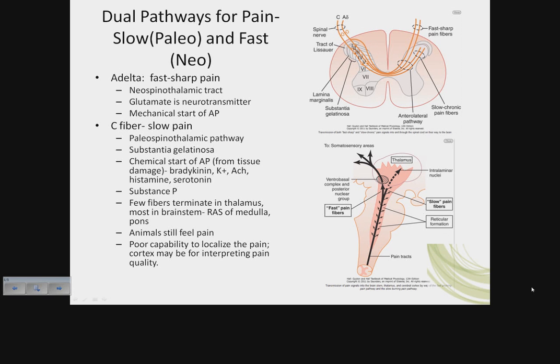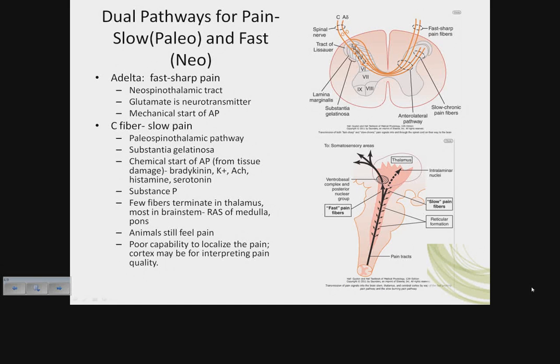Now let's move on with the projection of the C fibers and the second-order fibers in the slow pain pathway. The slow chronic paleospinothalamic pathway terminates widely in the brainstem, and only one-tenth to one-quarter of the fibers pass all the way to the thalamus, where they would terminate on third-order neurons. Instead, most of the second-order neurons will terminate in one of three areas. Again, warning, it's going to get technical.